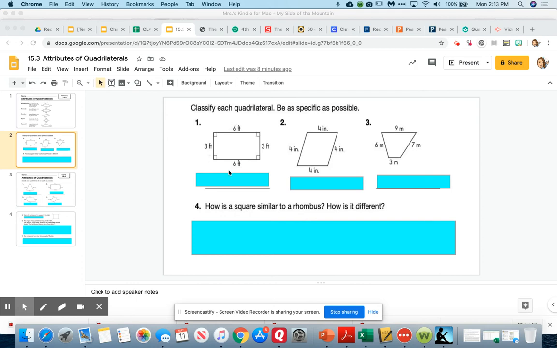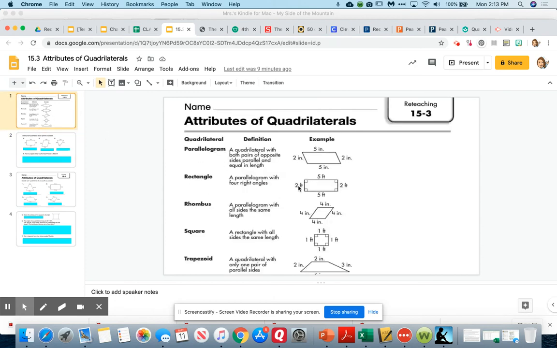So I'm looking at this shape, and I notice that these two sides are the same, these two sides are the same. So we know it's not only a quadrilateral, it's also a parallelogram. But then I notice that all corners have that right angle sign. So we know we have 4 right angles. So if I go back to my chart, if I'm looking at my example, this shape is a rectangle because it's a parallelogram with 4 right angles.